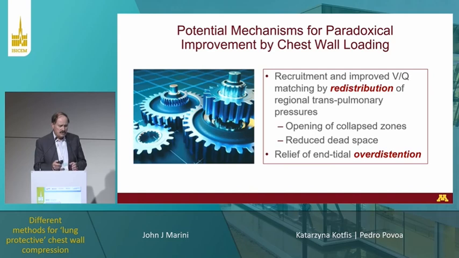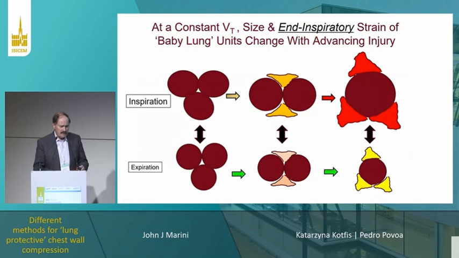But the other thing that's almost certain to be a part of it is the relief of end tidal overdistension. Now, I don't mean to be too schematic here, but if we look at expiration on the bottom set of panels and inspiration, as a patient gets worse, many lung units lose their capacity, diminishing to a smaller number. At a very severe stage, you may not find at end expiration that there's any change in hyperinflation. But if you keep the tidal volume the same, the end inspiratory strain of the baby lung units will increase with advancing injury.